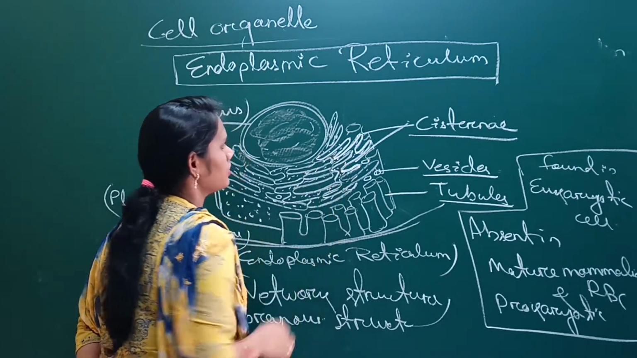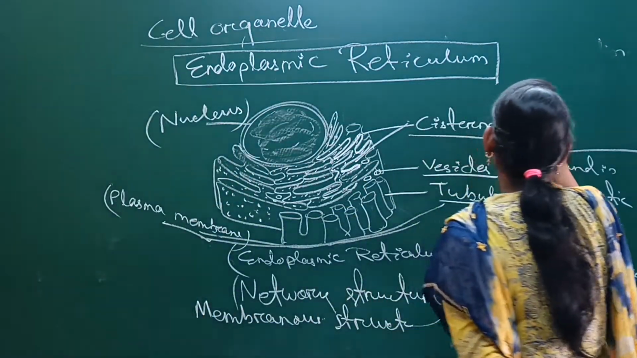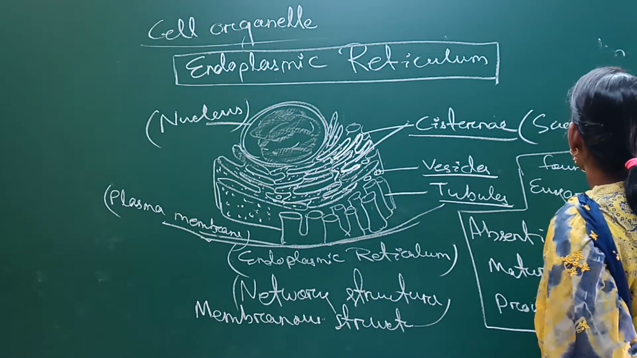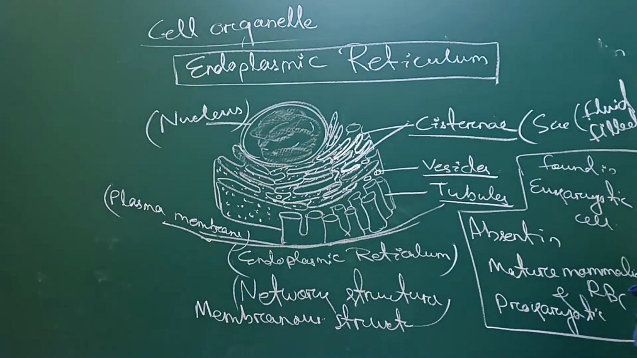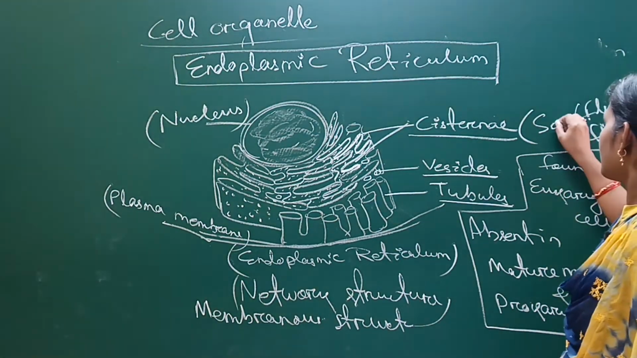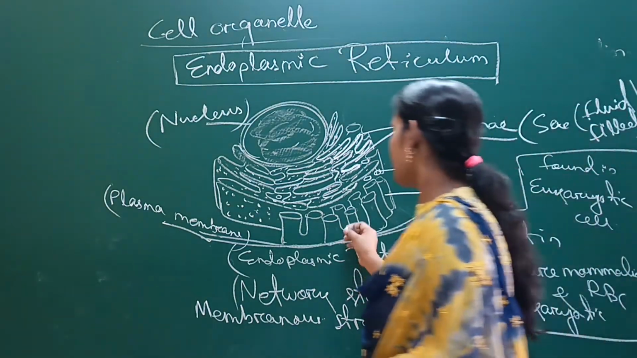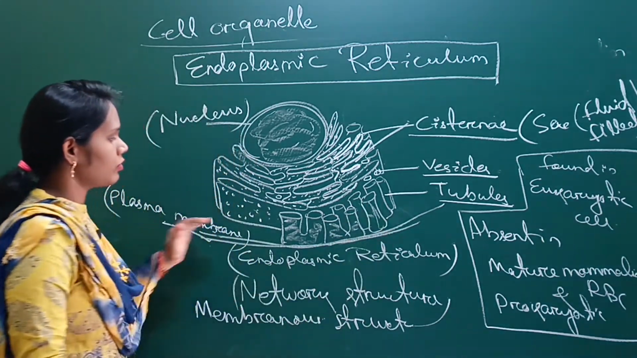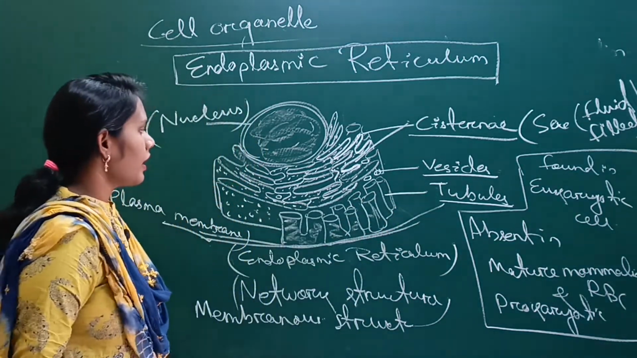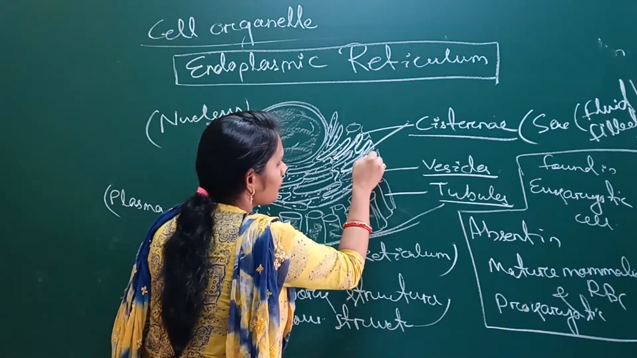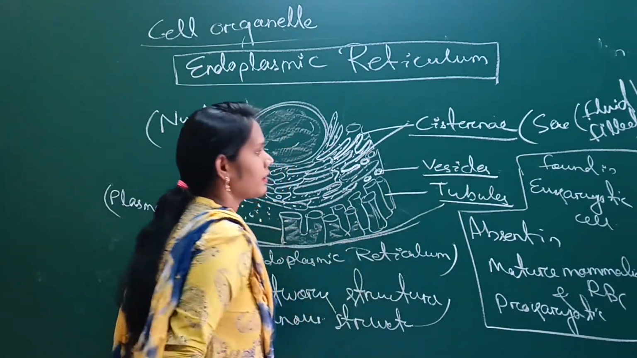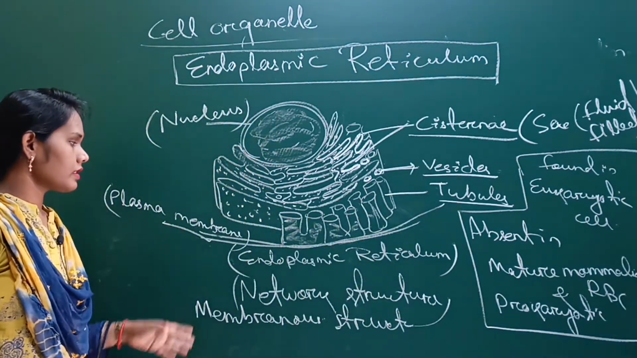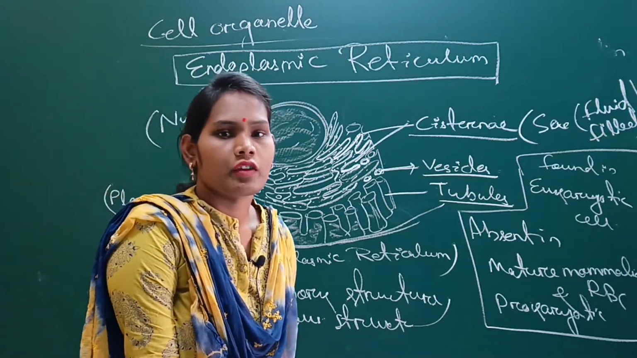These are the cisternae structures, and these cisternae are sac-like structures filled with fluid. Okay, these cisternae are fluid-filled sac-like structures, and these are the tubular structures. This is called tubules. Okay, these tubular structures are called tubules, and there are some vesicles within the interconnected cisternae. Okay, within the cisternae there are some vesicles. Okay, so this is all about the structure of endoplasmic reticulum.